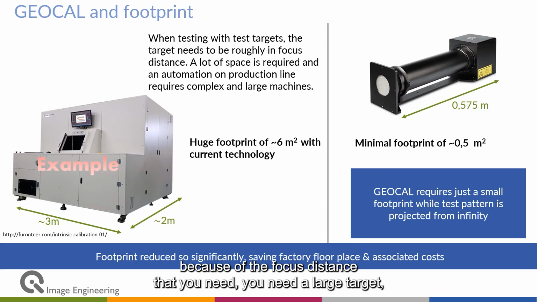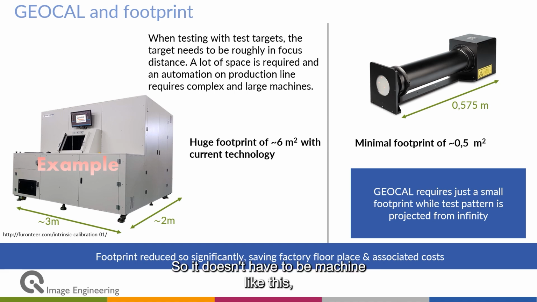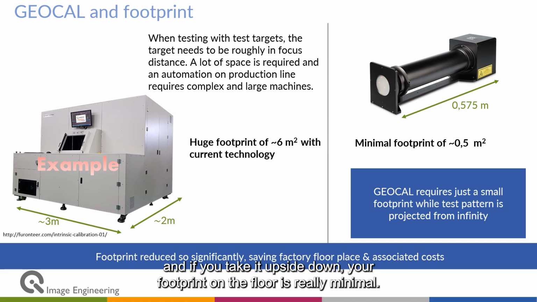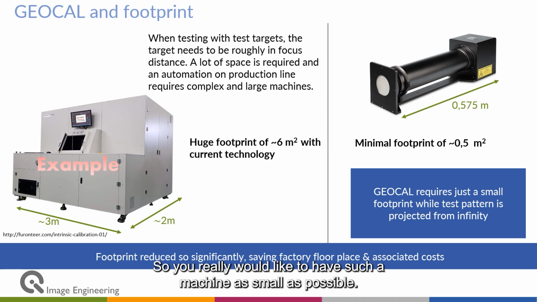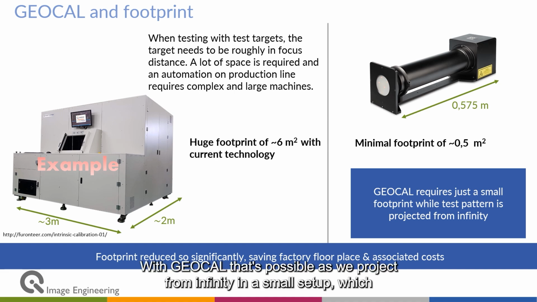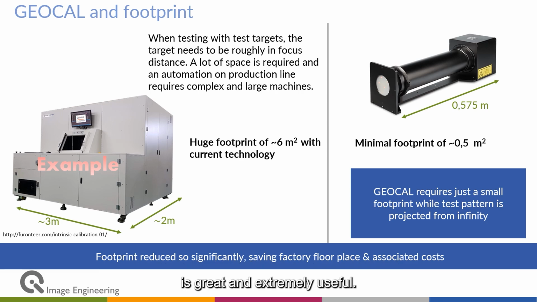Also, because of the focus distance, with other methods you need large targets, so you need huge machines. It doesn't have to be a machine like that, but typically this is always a significant footprint. These are significant machines with a huge size. And GEOCAL is very small. If you take it upside down, your footprint on the floor is really minimal. And as you know, on production lines, the footprint is what really costs money for space and all associated costs. So you really would like to have such a machine as small as possible. With GEOCAL, that's possible as we project from infinity in a small setup. So that's great and extremely useful.